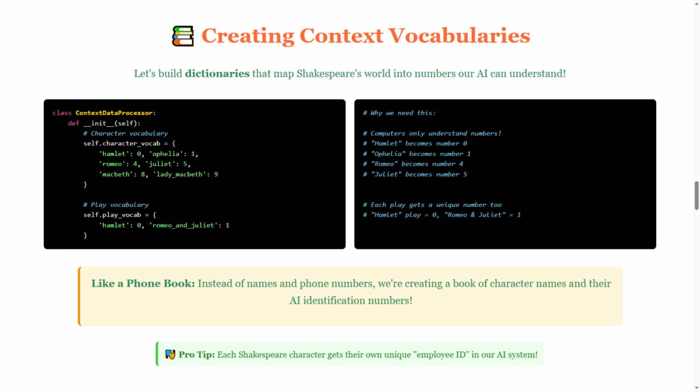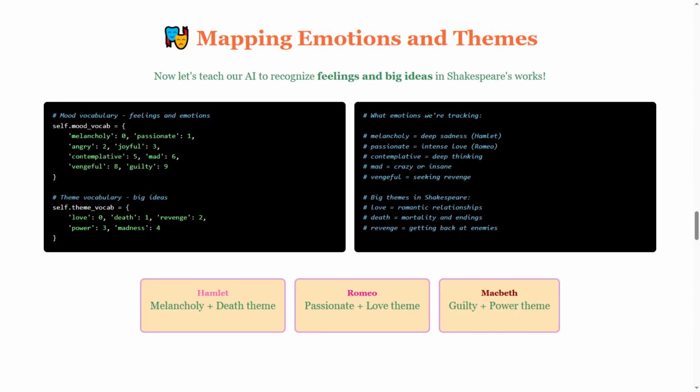We do the same for plays. Hamlet, the play, gets number 0. Romeo and Juliet gets number 1. This way, our AI can instantly know which story world we're operating in. Think of it as building a comprehensive phone book, but instead of names and numbers, we're matching character names to their AI identification codes.